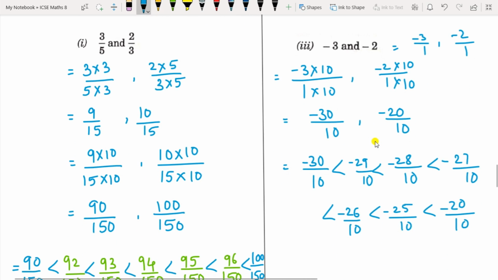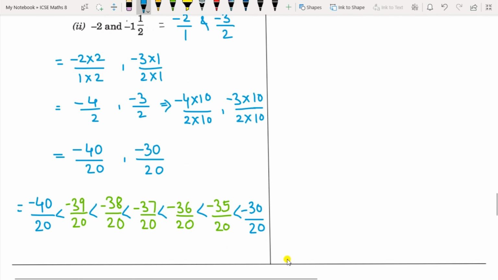Okay, here the first question was given as 3 upon 5 and 2 upon 3. So take the LCM of 5 and 3, 15 is the LCM. So multiply each of the terms with 3 here and with 5 here. So it will be 9 upon 15 and 10 upon 15. Multiply by 10 then to increase the denominator. Okay, so it becomes 90 upon 150 and 100 upon 150, and write any 5 rational numbers between 90 and 100. This is the second one.